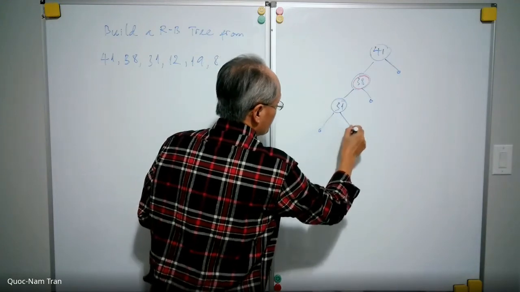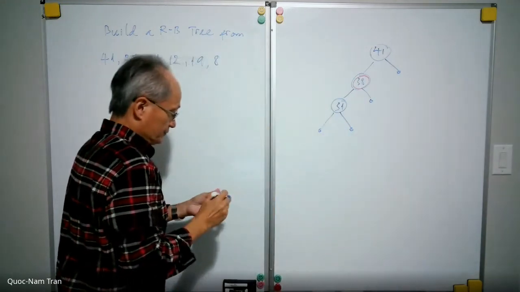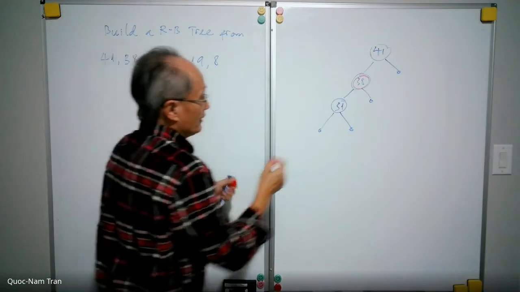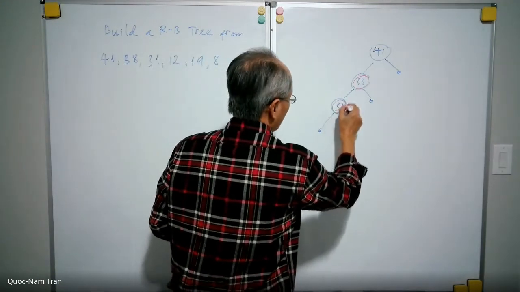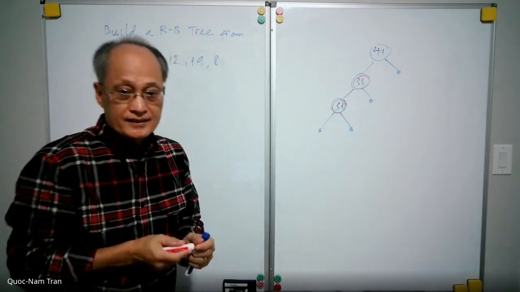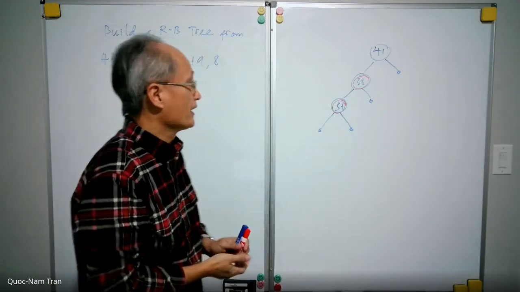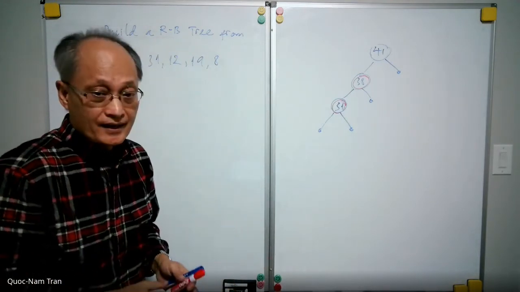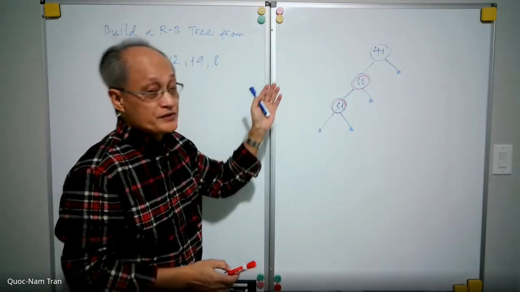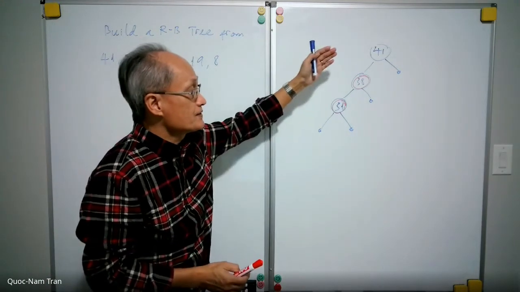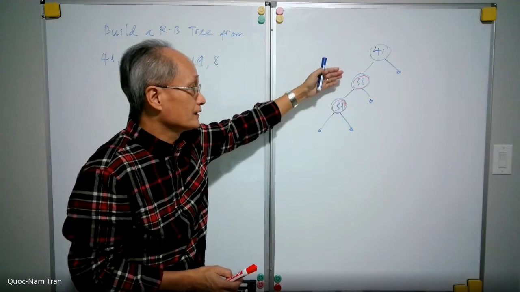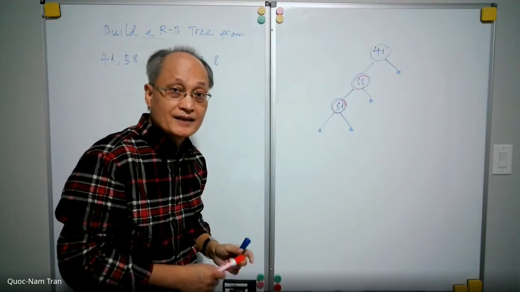And we have 2. Now we color this one red. Is it a valid red-black tree? We check, right? First, is it a binary search tree? Yeah, it looks like it.